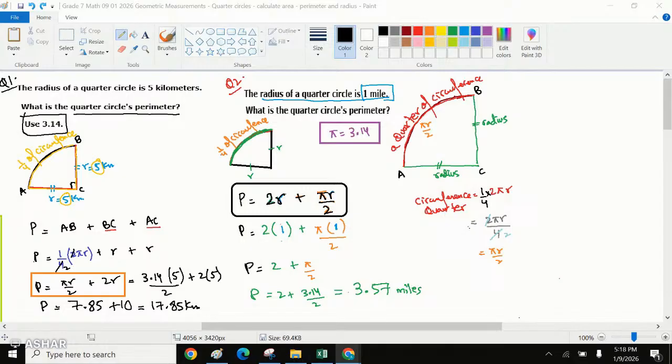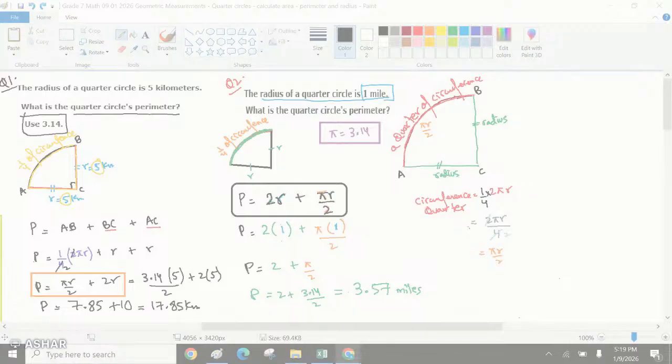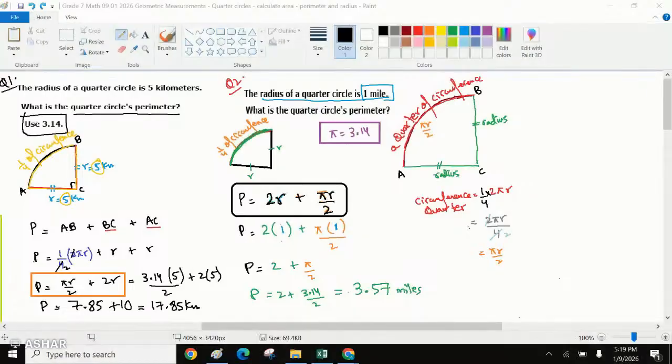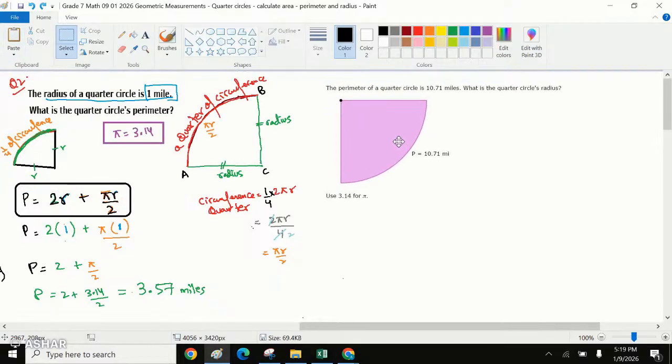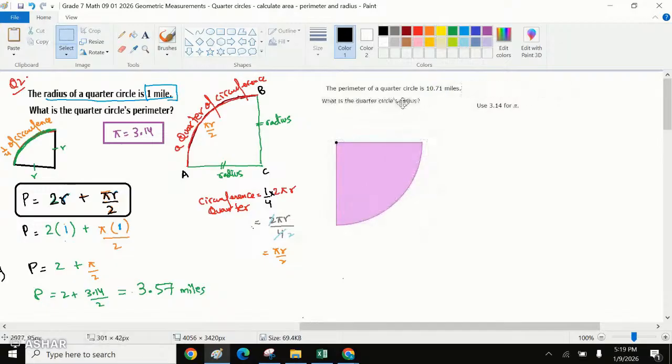Okay, let's look at the next question. They've drawn the diagram for us. They've made our life easier. For question number 3, this is the given information and the perimeter is given. Pi is given. We don't need to find the perimeter, it's already given to us. We bring down the shape. I'm just realigning it.